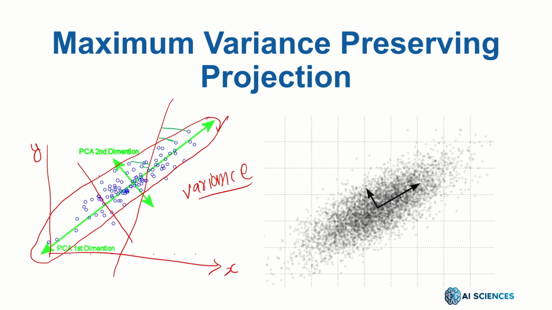See, in this particular direction, the variance of these blue points is high. So if I keep the direction of my new subspace in the direction of maximum variance, in which the data has a lot of variance, in this direction the data is varying a lot. So the axis will be the axis that is in the direction of maximum variance. That will be the direction.